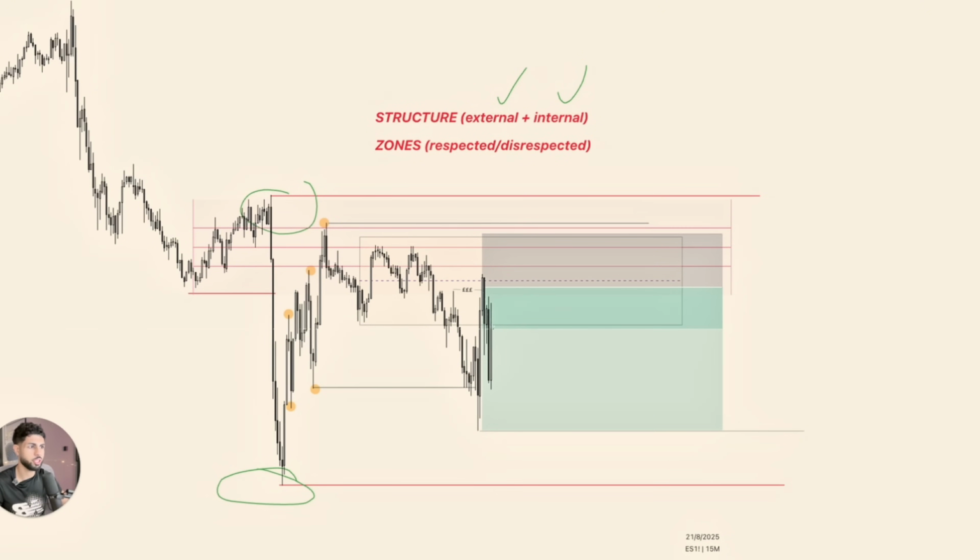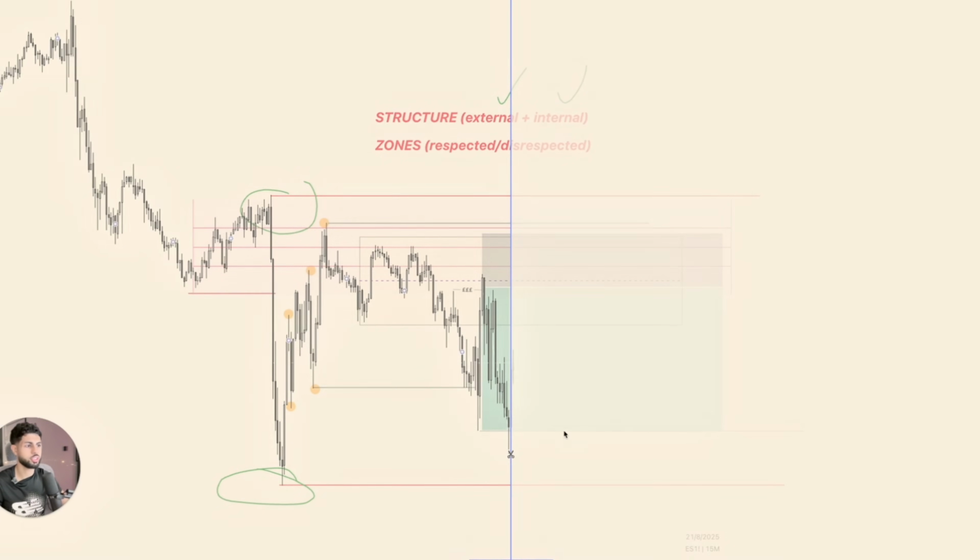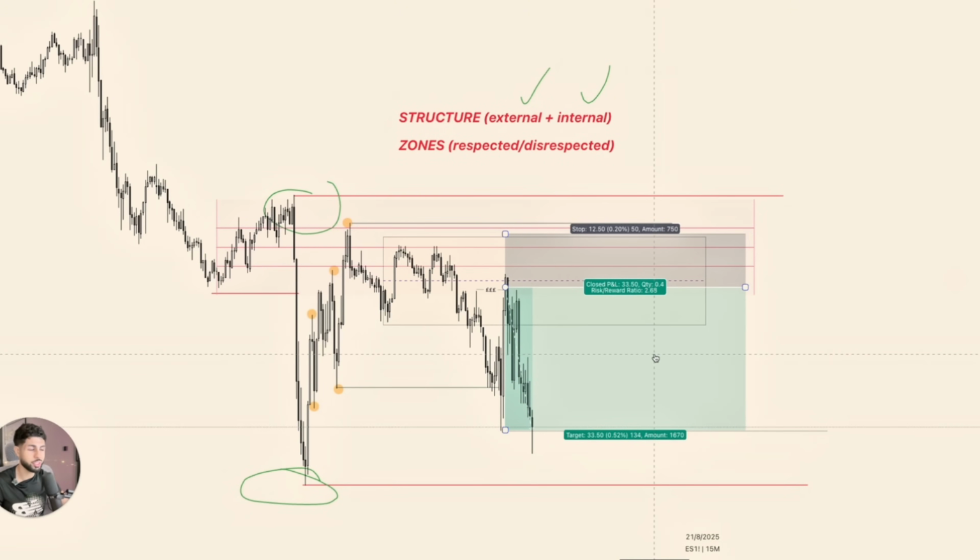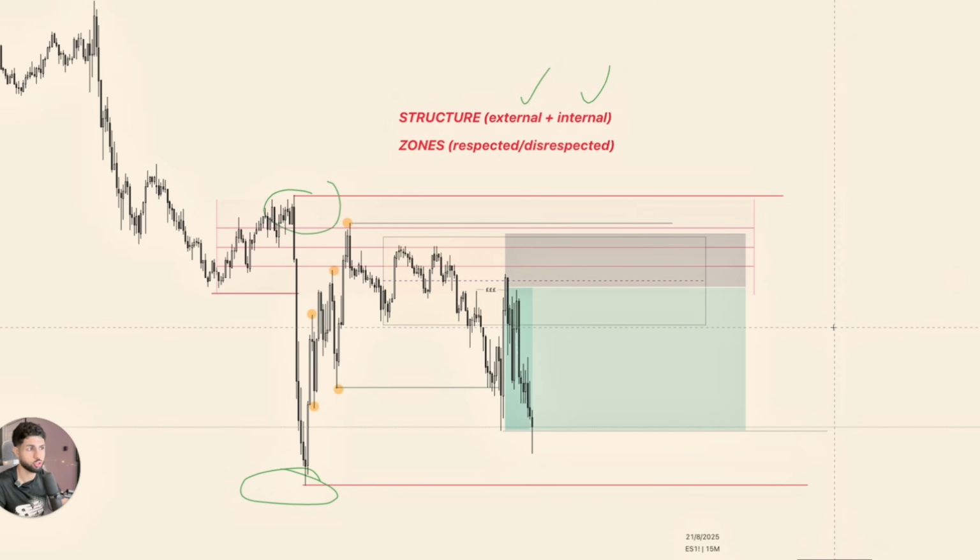I'm not showing confirmation in this video, but I just want to show that the bias does work, and it works very well. And as you can see, that's exactly what we did, and we actually took this trade on live stream using this exact same thinking. So let's go to this gold next.